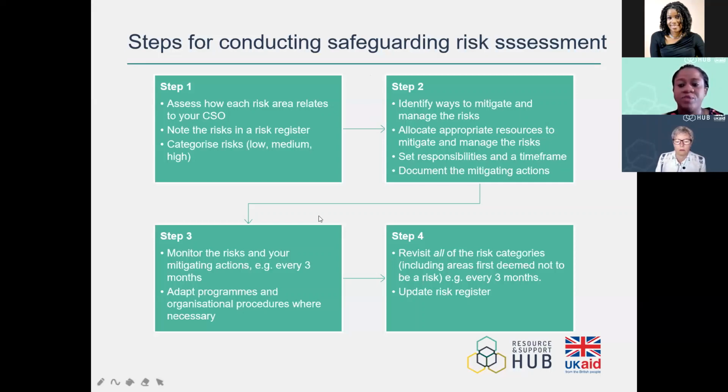Then you identify ways to mitigate and manage the risk. This is now the major one. You've identified where the challenges might be. We're not saying that this has happened, we're just saying this is a potential cause for worry. This is a risk. So the second step is to identify ways to mitigate or manage the risk that you've identified, and allocate appropriate resources to mitigate and manage it. That's where budgeting comes in, and in proposals, you integrate safeguarding into the programs that you are doing.